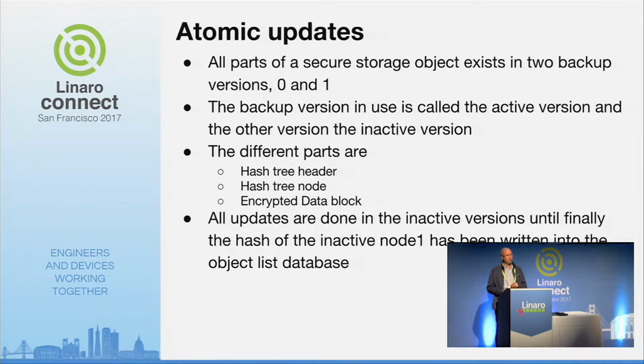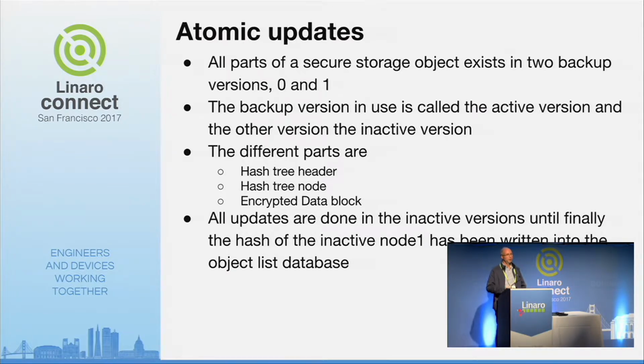In order to support atomic updates, we need to have 2 versions of each block in order to switch between them when updating, in case we are interrupted for one reason or another. And it means that it becomes like a transaction that is atomic. So we have 2 versions, 0 and 1, and then we have one version which we call the active version, and the other is the inactive version, and that is toggled all the time while updating.